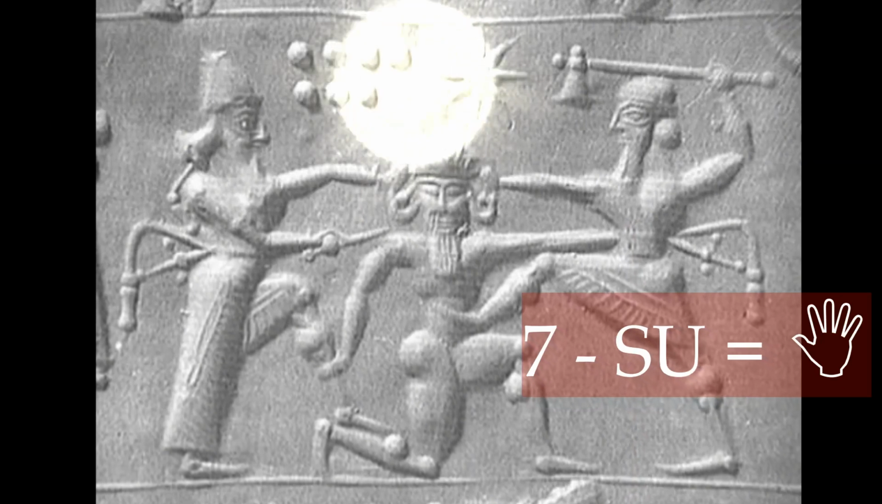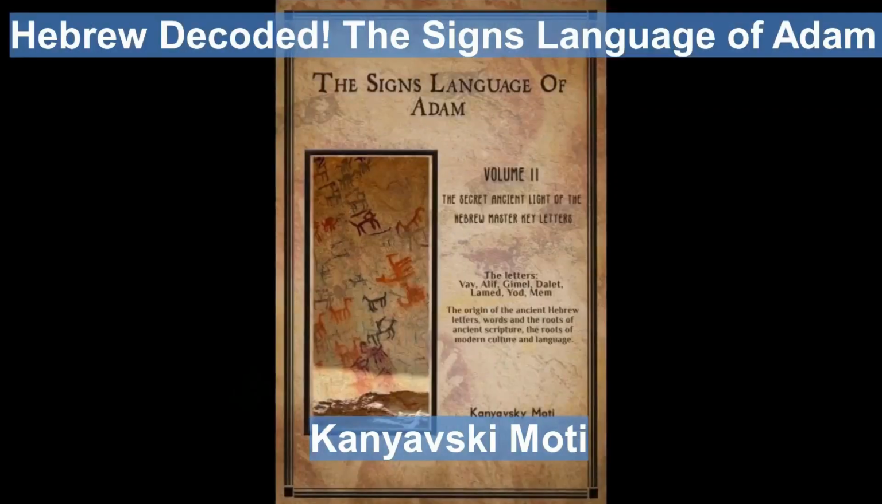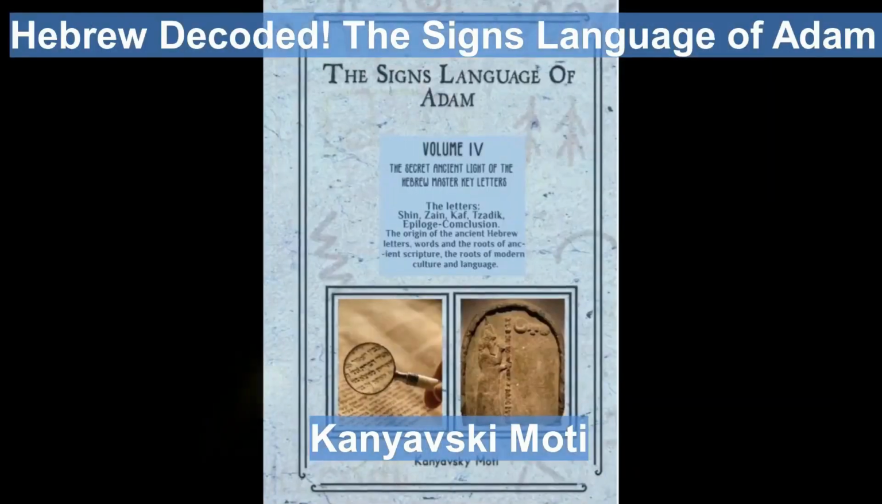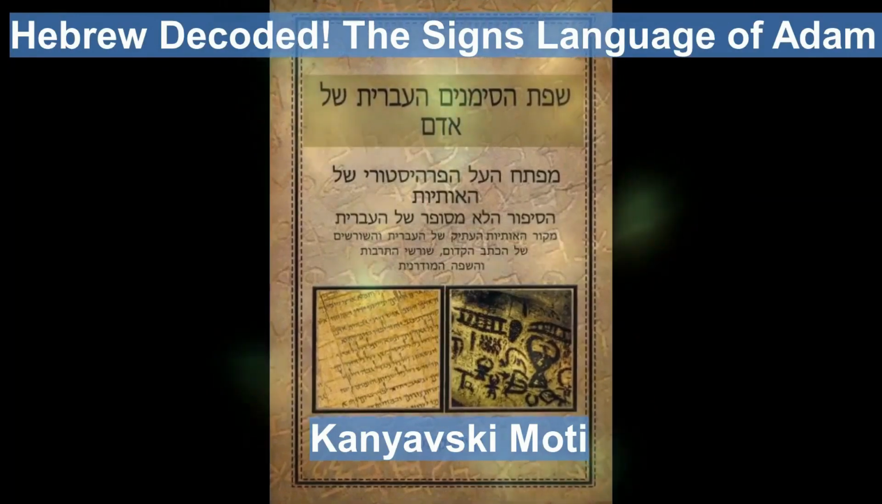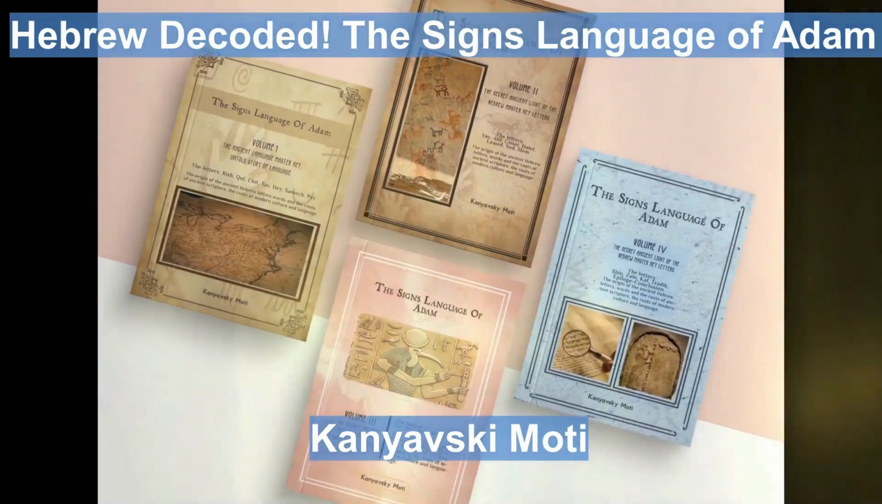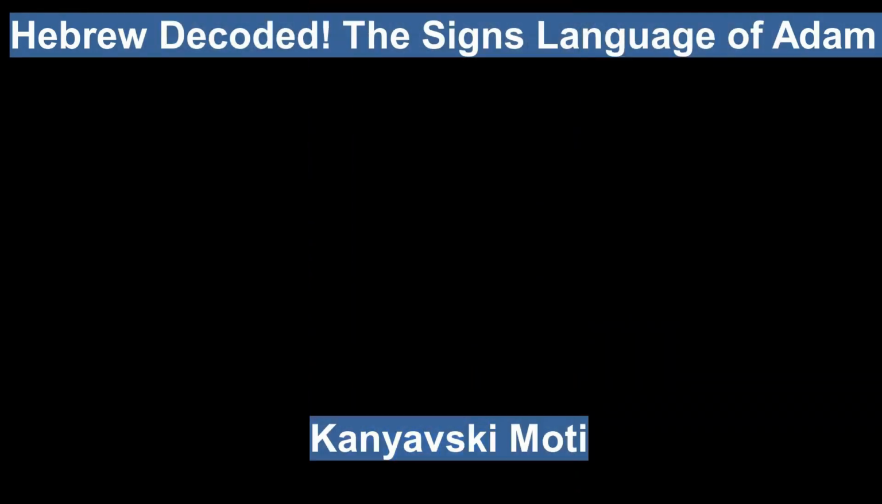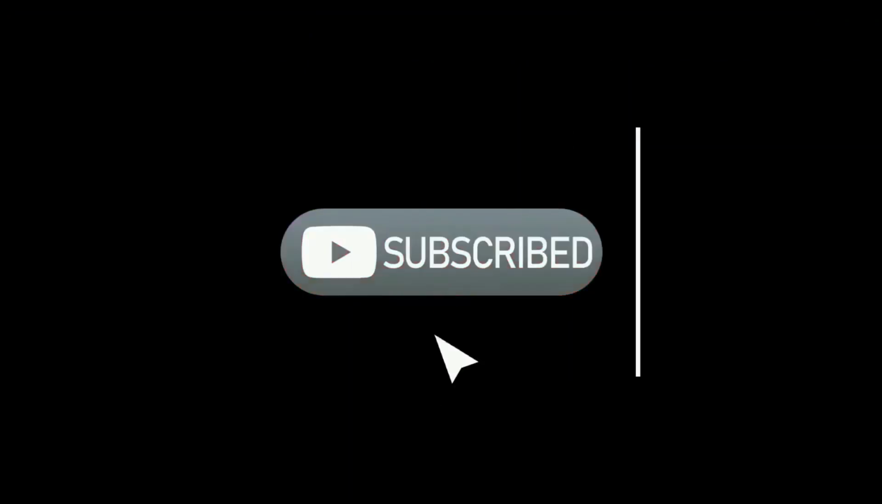The hand sign in Peg script, symbolizing the Pleiades, and the number 7, SU. As stated, the letters Zayin, Z, and the letter Shin, and Samek S, Z, alternate between them, as in Latin septem. See details under the letter Zayin, Hebrew Decoded. The signs language of Adam.